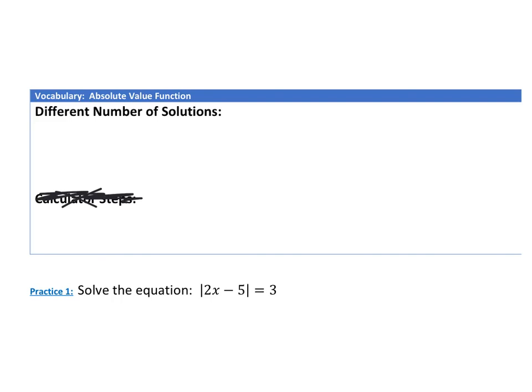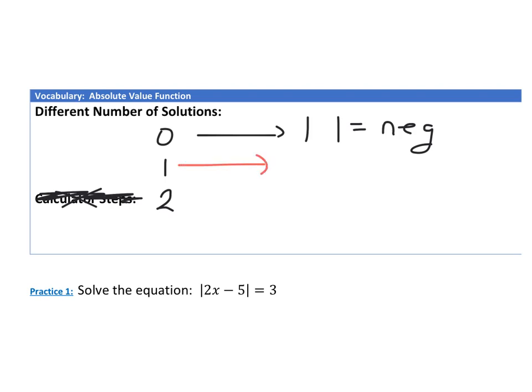Okay, so I'm just going to talk about the different possibilities when solving absolute value equations. So there are three possibilities. You can have either 0, 1 solution, or 2 solutions for absolute value equations. Normally, 0 solutions occur when the absolute value bars are equal to a negative number. Since the absolute value of something can never equal a negative number, that's why we get no solutions.